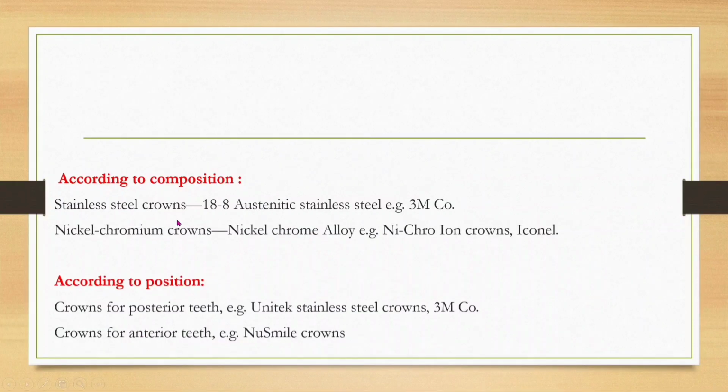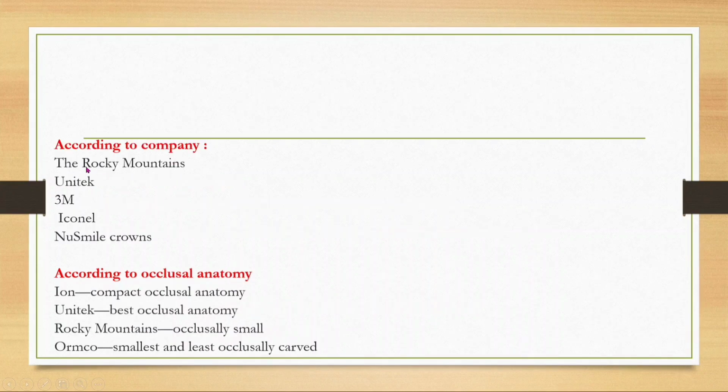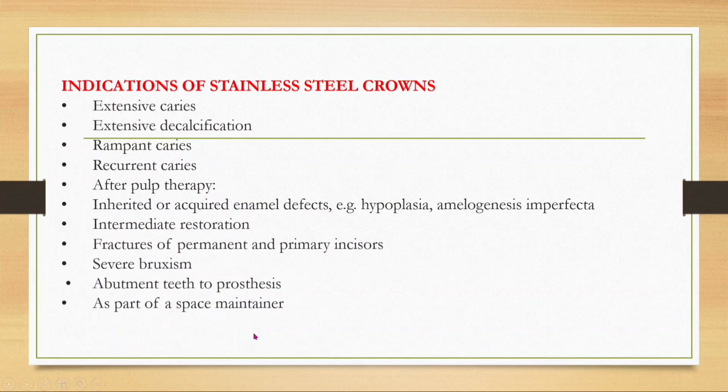Next is the classification regarding composition, that is stainless steel, 18-8 austenitic stainless steel, and nickel chromium. According to position, crowns for posterior and crowns for anterior. According to company, Rocky Mountain, Unitek, Trim, NuSmile Crown and Iconal. According to the occlusal anatomy, Unitek compact occlusal anatomy, Unitek wide occlusal anatomy, Rocky Mountain, Ormco. What are the indications of stainless steel crown?